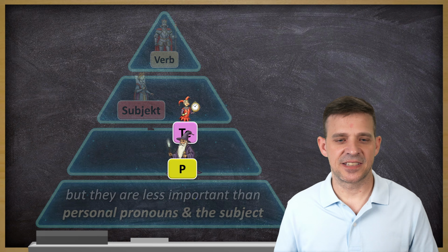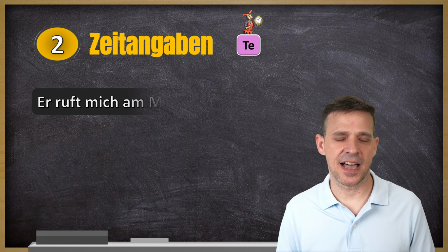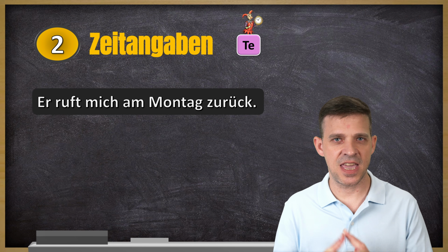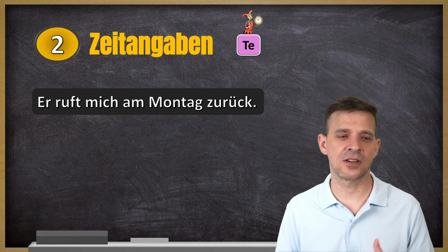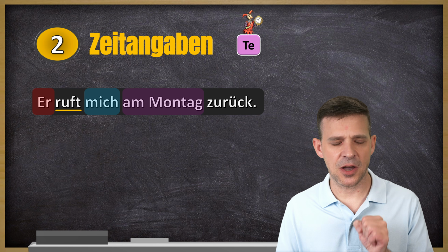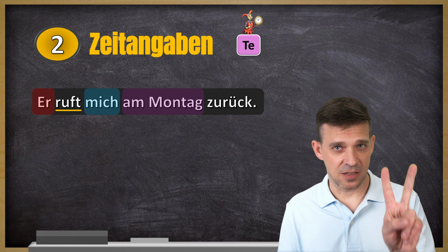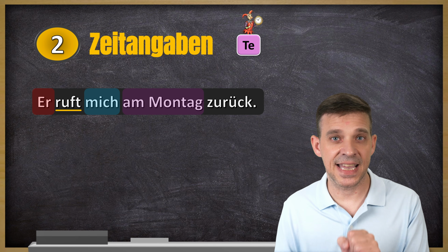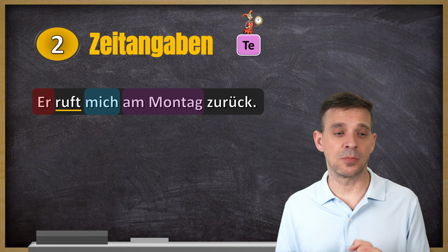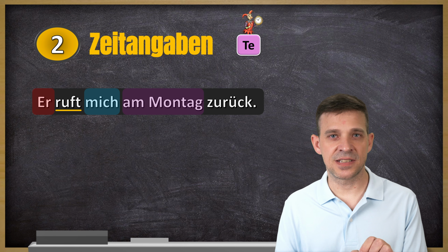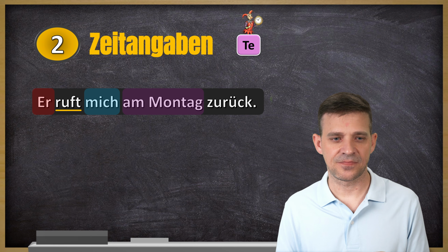So let's look at this in an example sentence. Er ruft mich am Montag zurück. He will call me back on Monday. Here we have the subject, er, in first position, then ruft mich am Montag zurück. Zurückrufen ist ein trennbares Verb, a separable verb, that's why you have zurück at the end. Am Montag is the time information.